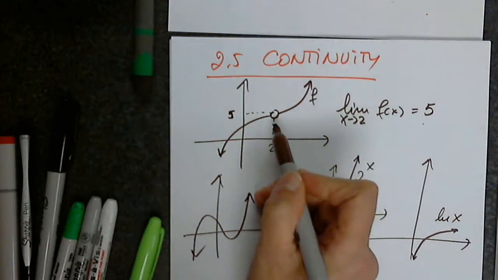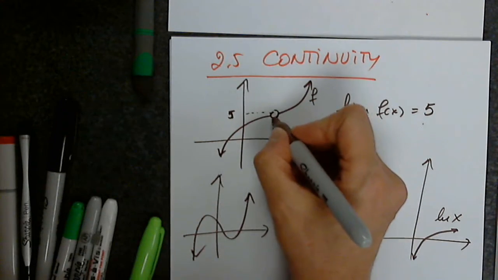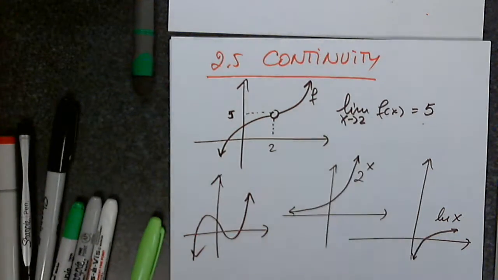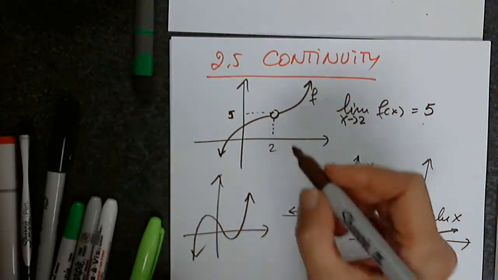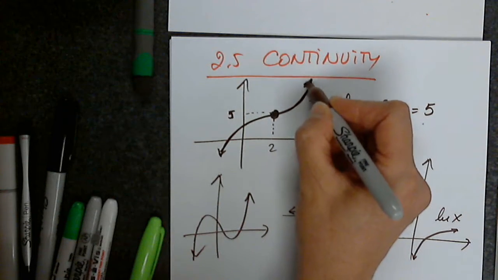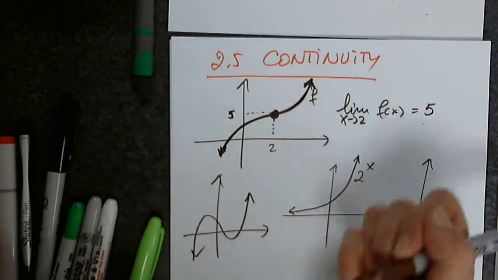For example, this is not a continuous function. I had to graph this, I had to stop and put the open point, and I had to continue. So this is not a continuous function. Now this is a continuous function. As you see, I graphed it without lifting my marker off the paper.